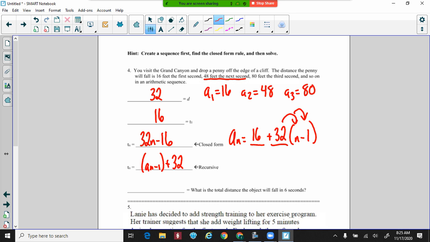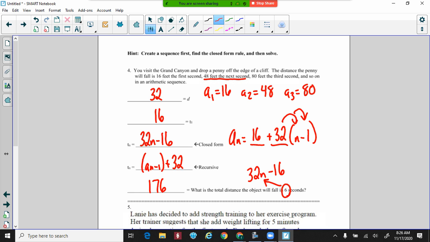What is the total distance the object will fall in 6 seconds? Again, using your formula, 32n minus 16, you're going to take 6 and plug it in for n. So 32 times 6 minus 16 gives you 176.